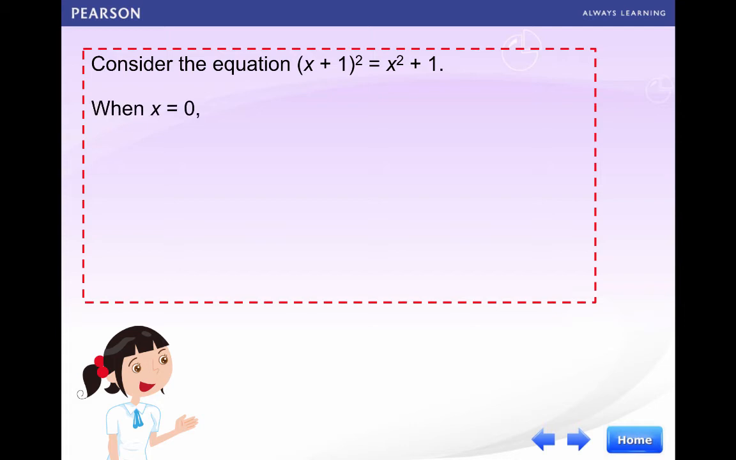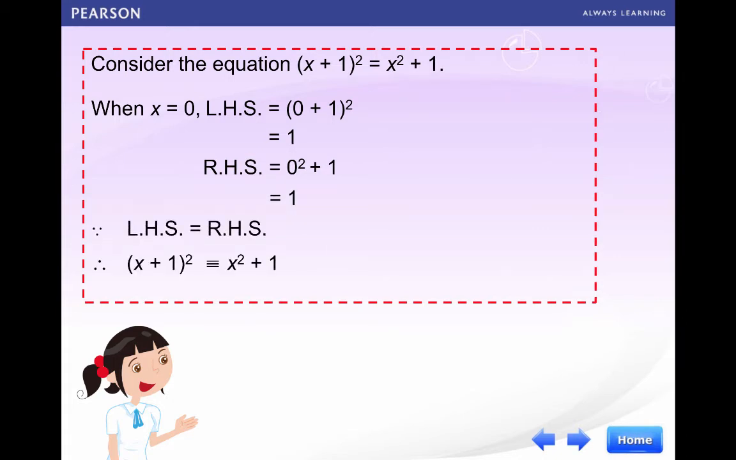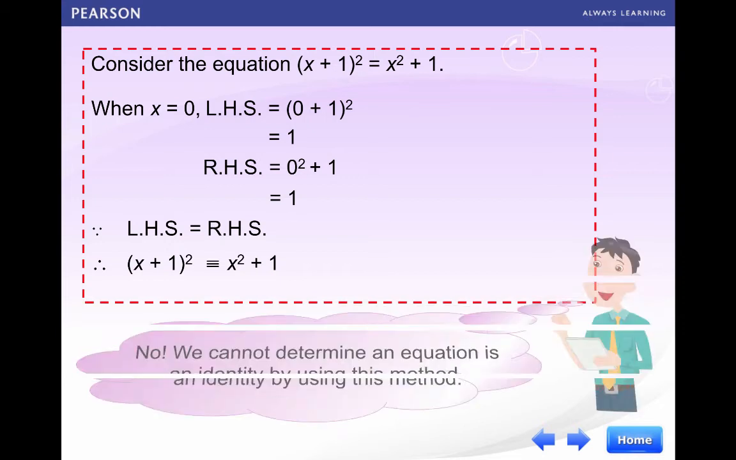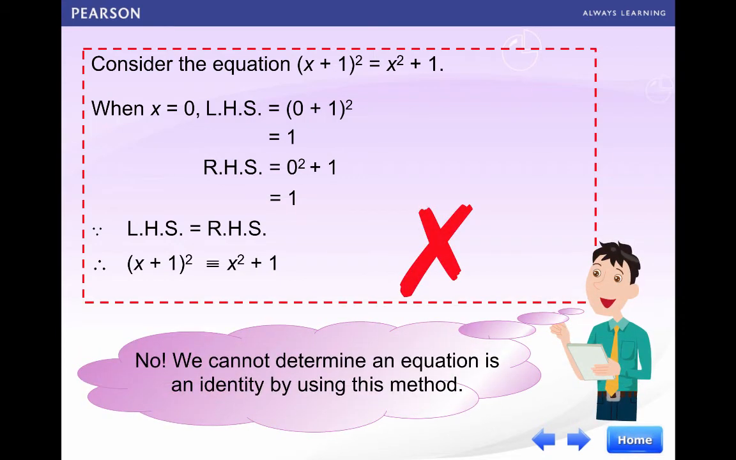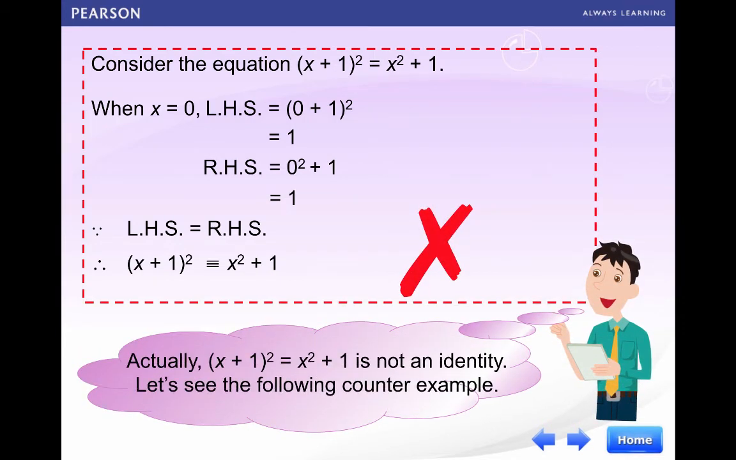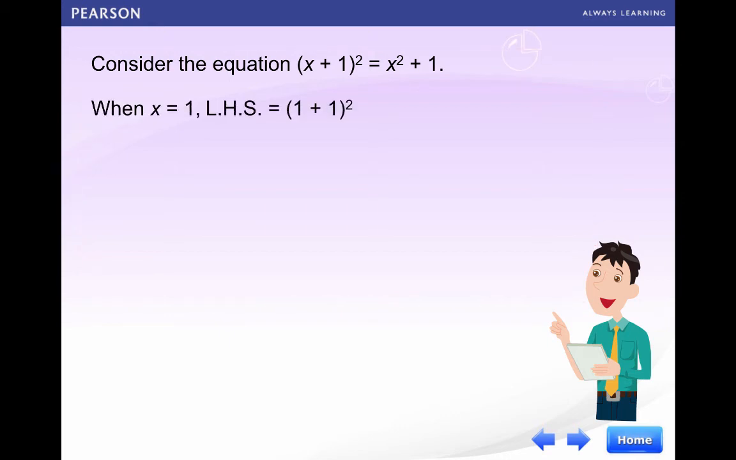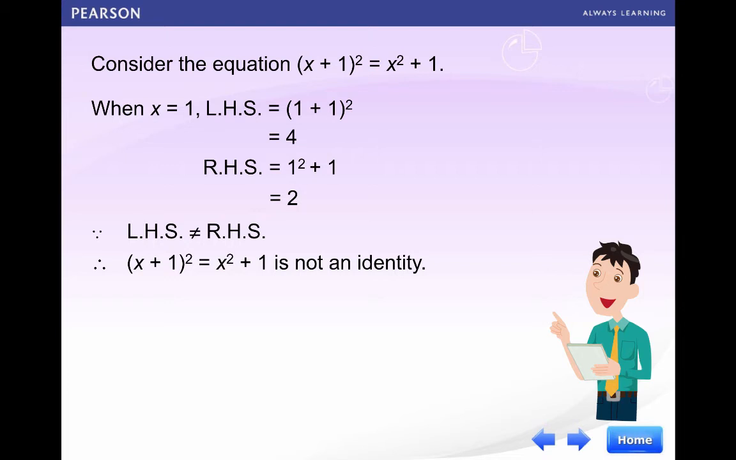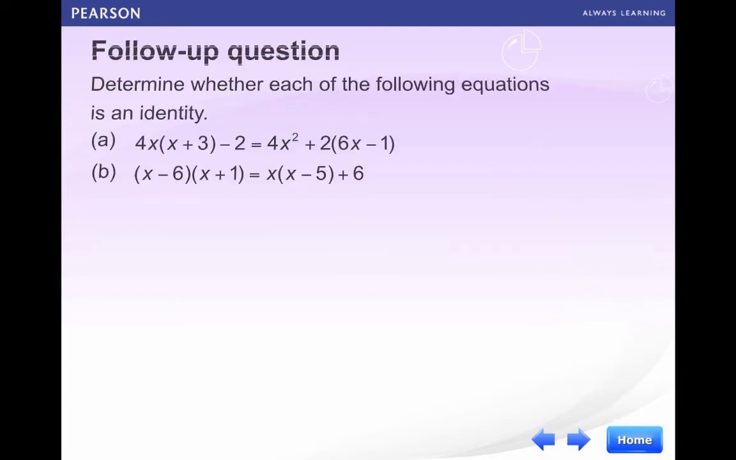How about this? When x equals 0, left hand side equals 1, right hand side also equals 1. Can we say that this is an identity? No, we can't. So we have to use another counter example here. Look at this. When x equals 1, left hand side is 4, right hand side is 2. So they actually are not the same. So it is not an identity. So we better use the first way to prove whether an equation is an identity.